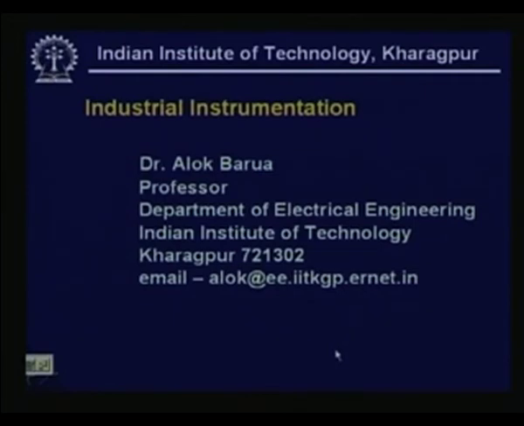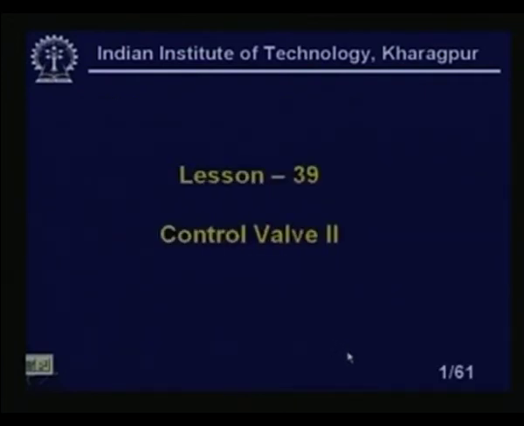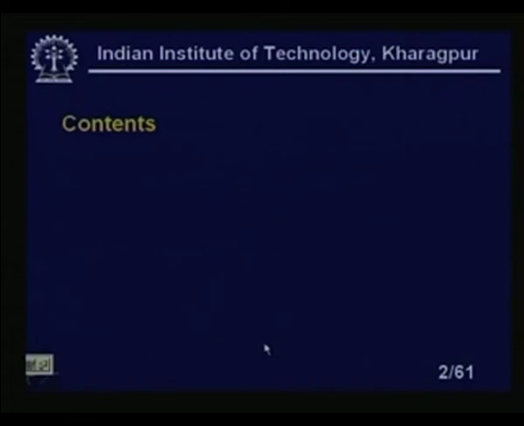So, this is control valve 2 of lesson 39. Let us look at the contents. The contents of control valve 2 are the types of control valves. Last time in lesson 38 we considered the equal percentage valve, then quick opening, linear, but those are not the types of control valve. Those are basically the characteristics of the control valve.